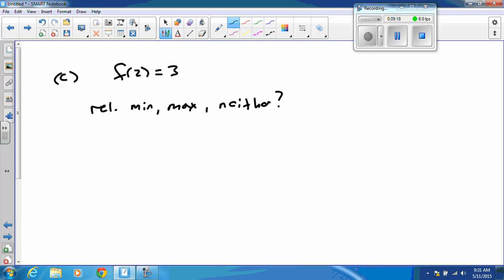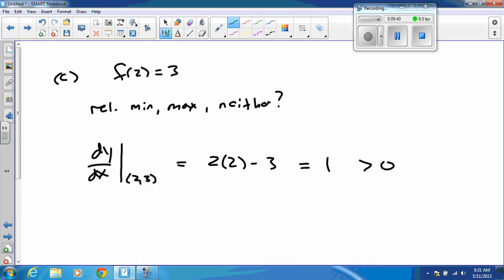Okay, so let's check for a critical point. dy dx at the point 2 comma 3 is equal to 2 times 2 minus 3 is equal to 1. How do I interpret this? What's that? Slope is positive. There we go. So therefore what? What's increasing? You said it. All right, but you're beating around the bush. They didn't ask me if y was increasing or not. They asked me min, max, or neither. Carry it home, answer the question, give me one word.